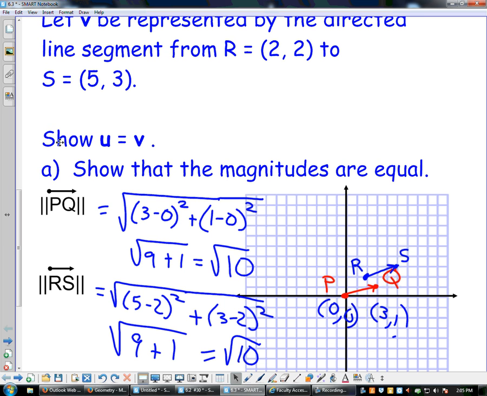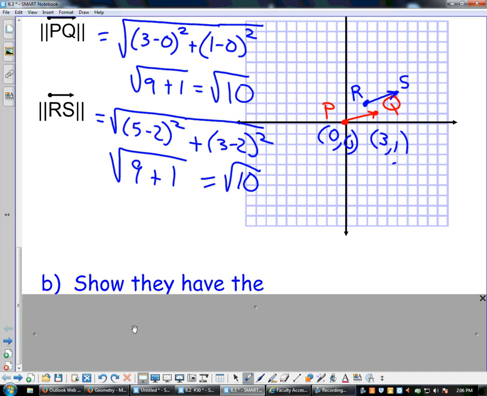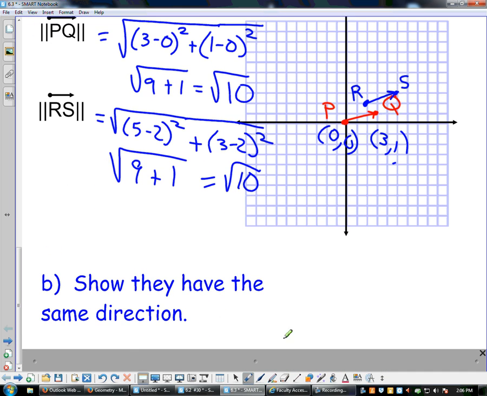But remember, overall, what are we trying to show? We're trying to show that these two vectors are equivalent. And that takes two parts. We just covered part A of the two parts. We showed that they have the same length, but that's not enough to show that the two vectors are equal. You also need to show that they have the same direction. So this is the second part that we need to do.